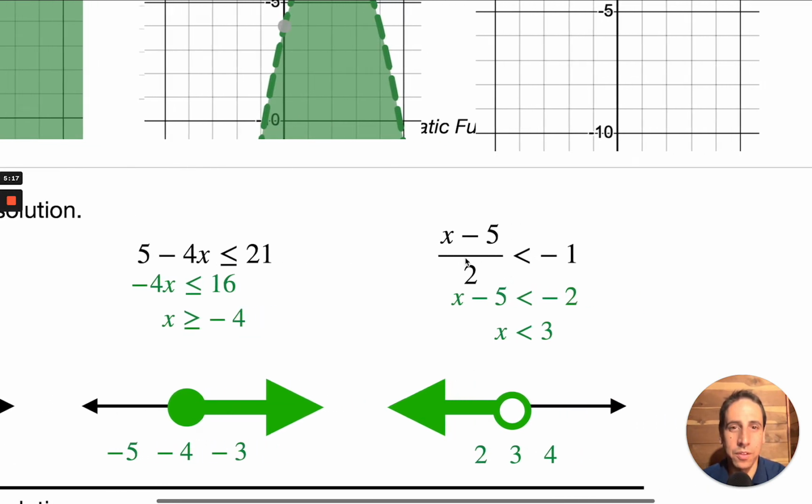Here you can undo the division by multiplying. You can undo the subtraction by adding, and you get x is less than 3. So all these numbers are less than 3, and they all work, but 3 does not, so we're going to leave it open because of the symbol.